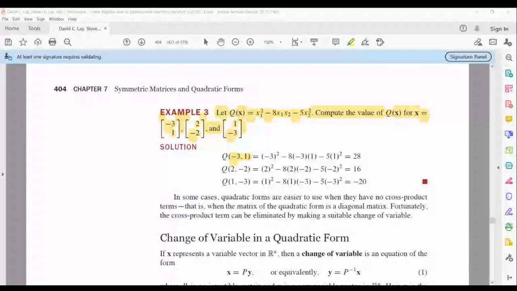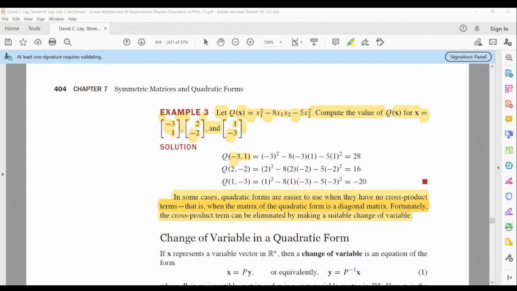All right. Well, they make a note here that in some cases, quadratic forms are easier to use when they have no cross-product terms. That is, when the matrix of a quadratic form is a diagonal matrix. Fortunately, the cross-product term can be eliminated by making a suitable change of variable.